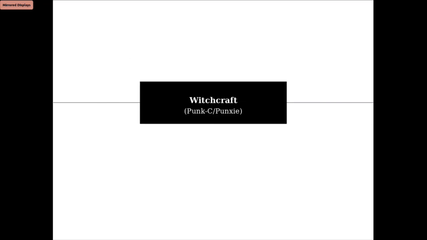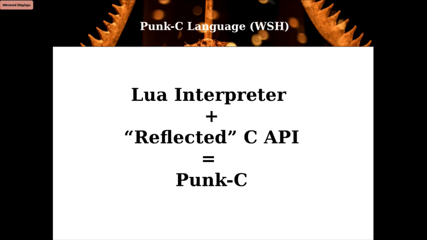Proper witchcraft. So assume for now we get this reflection stuff to work, and I edit a very small Lua interpreter just so that I can get back the result of my functions and I can pass arguments easily. So the resulting programming language, which is basically reflected C plus Lua, I call that punk C, because it allows you to write almost C with some tricks. So that's the language of the interpreter itself.